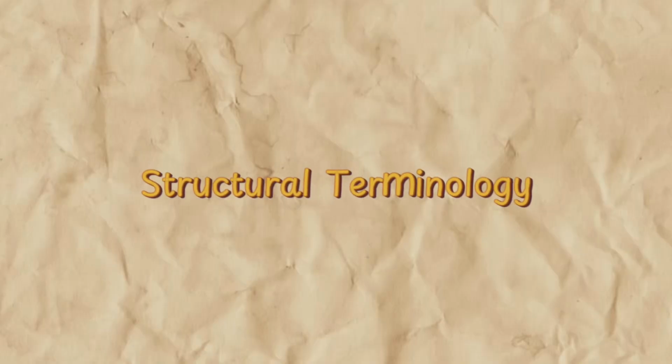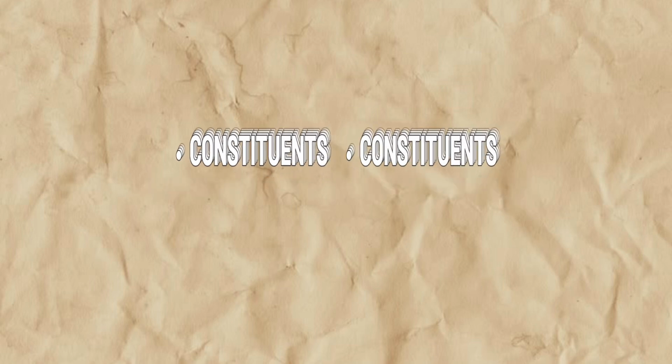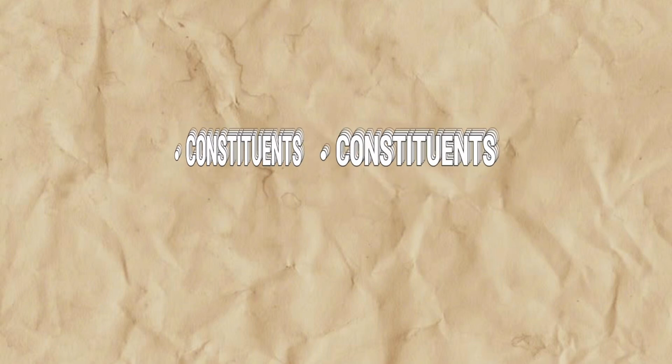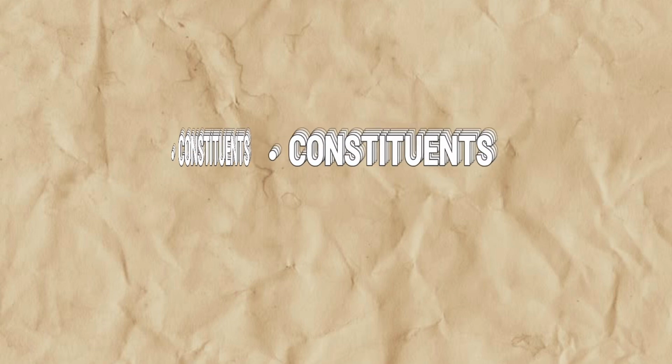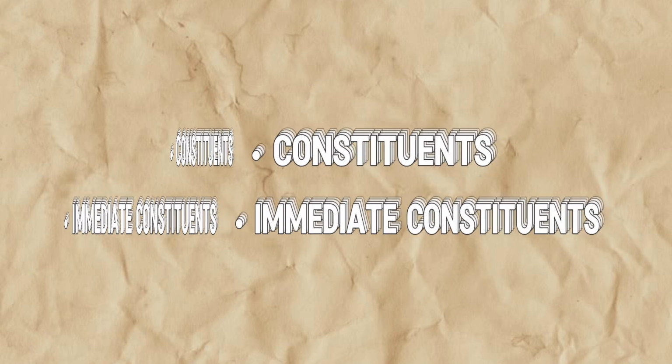Structural terminology. When we study sentence structure in grammar, it's important to understand how sentences are built. A sentence isn't just a line of words placed one after the other. It actually has an internal structure made up of parts that work together to create meaning. These parts are what we call constituents. Some of these constituents combine directly to form bigger parts of a sentence. These are known as immediate constituents.